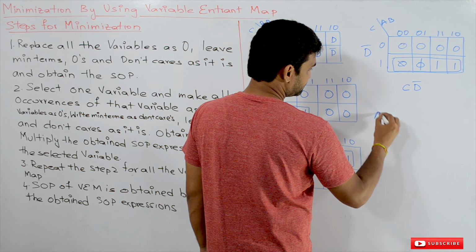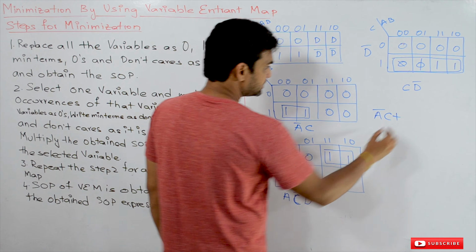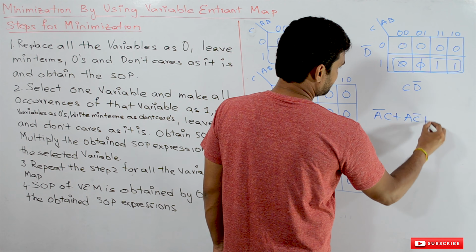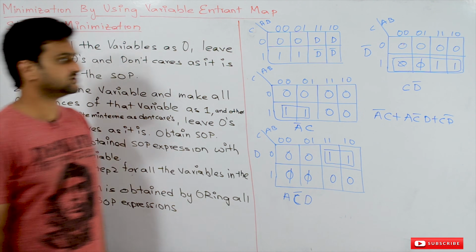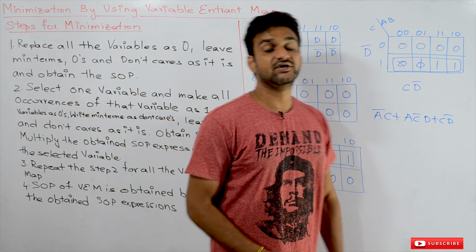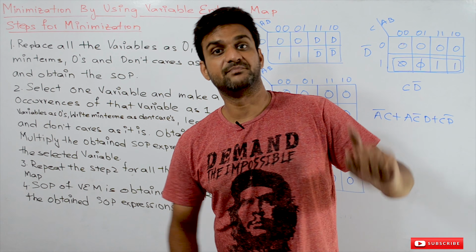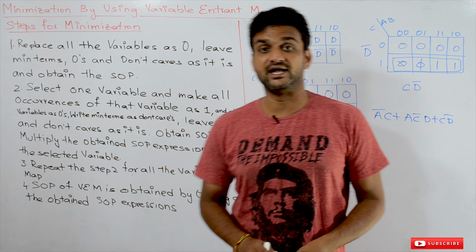Now the SOP expression is A complement C plus A C complement D plus C D complement. This is the final minimal expression for this given variable entrant map. So these are all the examples, and this is all about the variable entrant map.